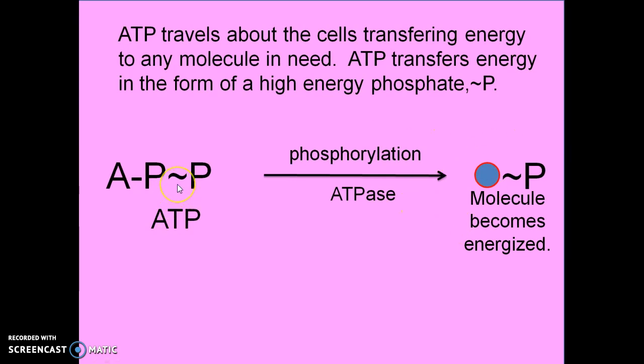The enzyme that is needed to make phosphorylation happen, to make that high energy phosphate move, is called ATPase. Remember, enzymes often end in ase, and they're also typically named after what they do. So ATPase breaks down ATP. Transferring a phosphate is known as phosphorylation. When we break that bond, we have lots of energy here, so this molecule becomes energized.